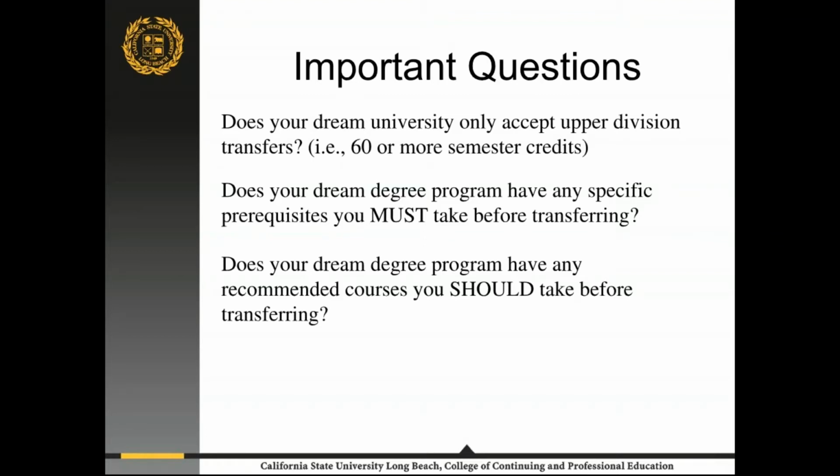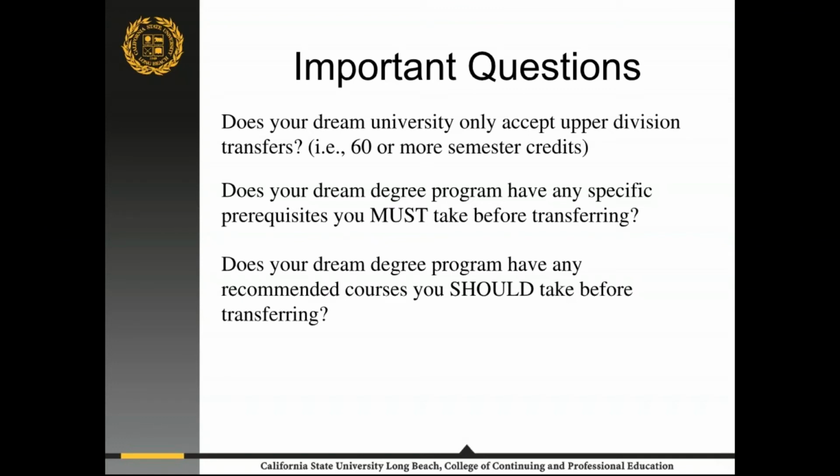Second, does your dream degree program, the program you want to go to, have any specific prerequisites you must take before transferring? So for example, at my own campus, for business, you would really want to make sure you've taken microeconomics, macroeconomics, business statistics. Some of these classes are required and some of them are heavily recommended. So you want to make sure you know where you want to go so that during your 2 years in the California Community College, you're taking the classes that are going to help you get into those other campuses. Fortunately, at these community colleges, you do have great advisors who know the answers as well and can help you with this.